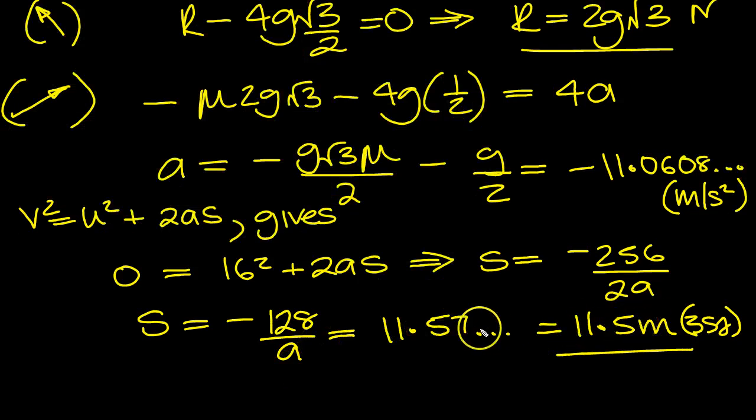Oops, just one little tiny change here. 11.57, the 5 rounds up to a 6, doesn't it? So it's 11.6 to 3 significant figures. Let's just put that in there.